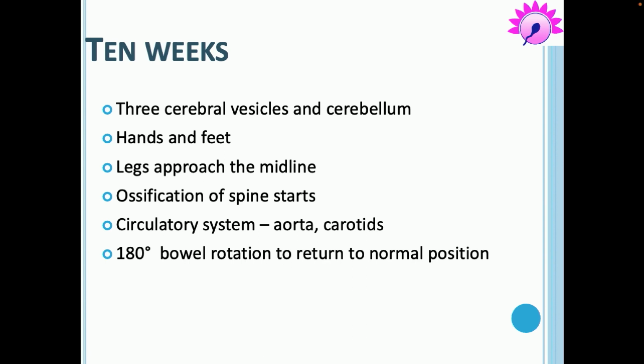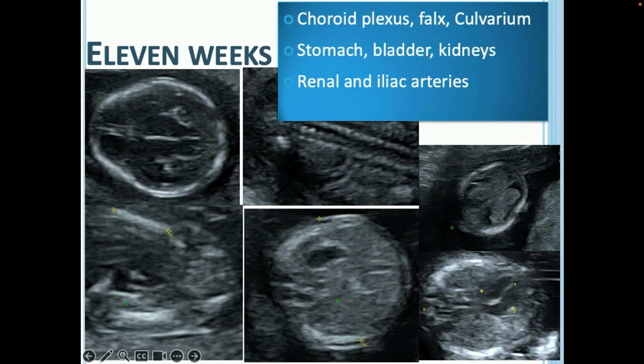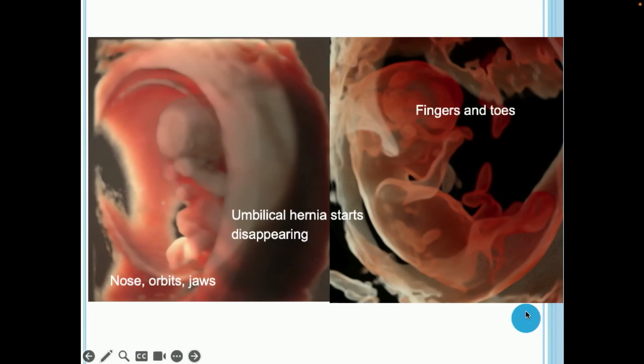At 10 weeks, you will see all the 3 cerebral vesicles. You will also see the cerebellum. You will see the hands and the feet. You will see the falx. The spine ossification starts. So those are all things you can see. You can also see the choroid plexuses. You will see the stomach, bladder. You would also see the kidneys, and you will also see the renal and the iliac arteries, and the heart has already become 4-chamber.